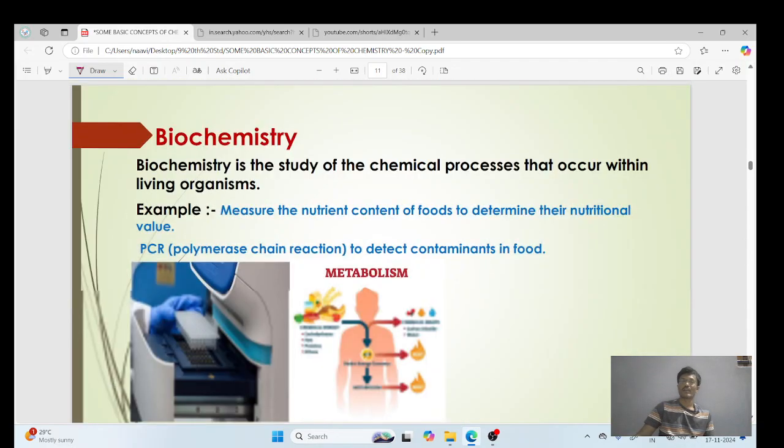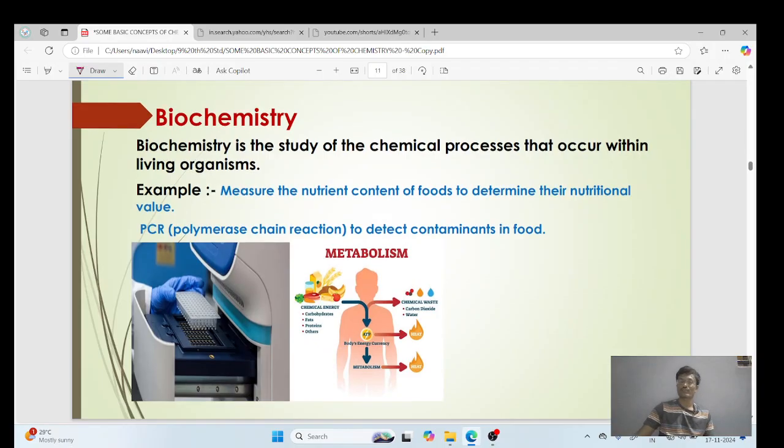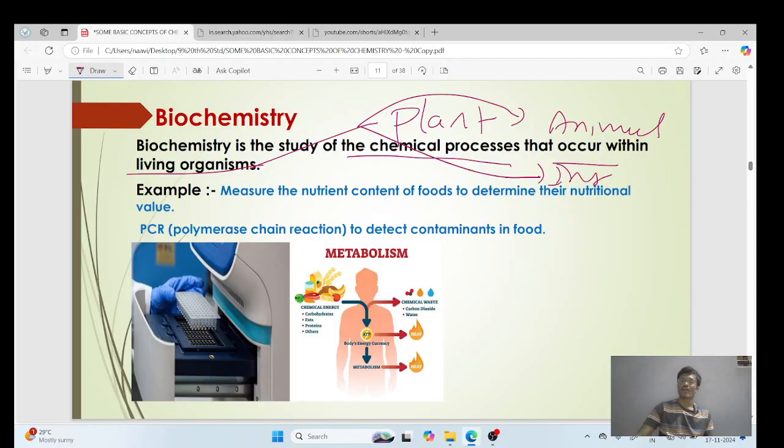Next, biochemistry. Biochemistry is a branch of science that studies the chemical processes that occur within living organisms. So, a living organism, either a plant, or animal, or insects. Plant, animal, insect, these are the living organisms which have chemical processes, mainly the metabolic process, in human beings and animals.